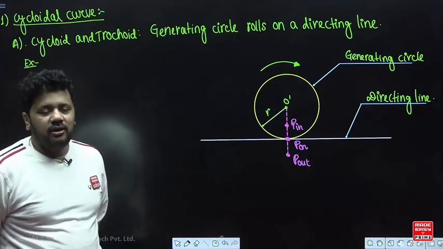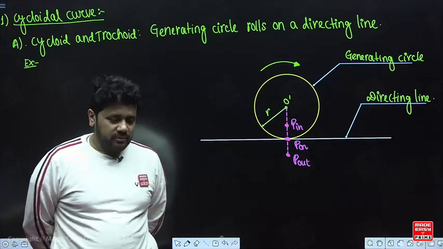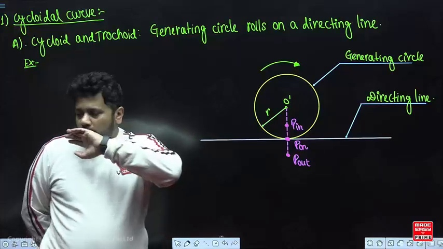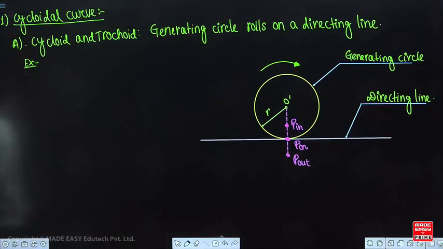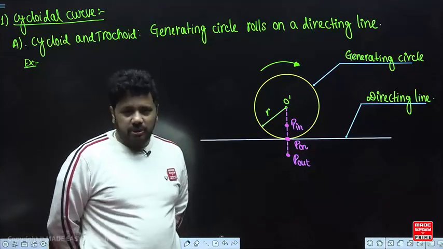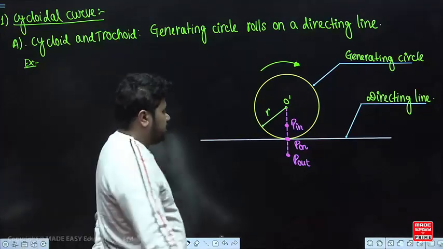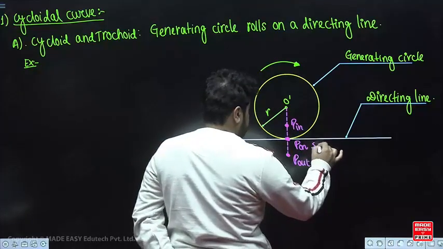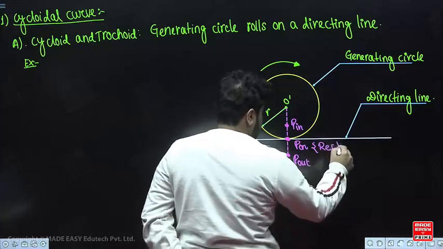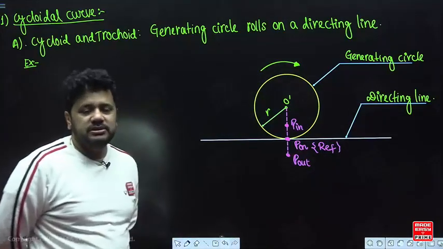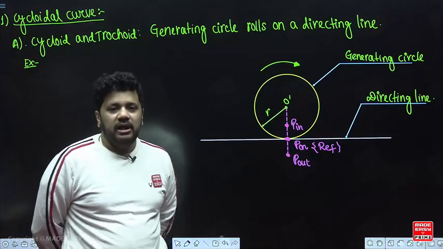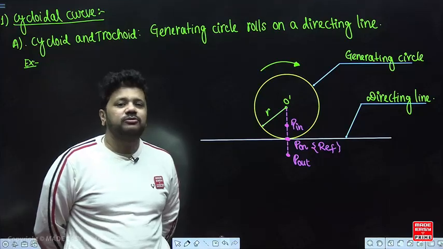So suppose a motorcycle or a car wheel is rolling on the road, right. So this is any wheel and this is the road, correct. Okay, so this is the generating circle and this is called the directing line. Now there can be three possibilities. The first possibility is that the point you are going to consider is on the circumference of the wheel. For example, suppose a chewing gum is stuck to the tire. So when the tire rotates, the chewing gum will also rotate, and simultaneously this will also move forward, right.